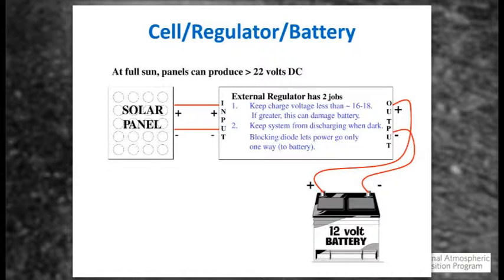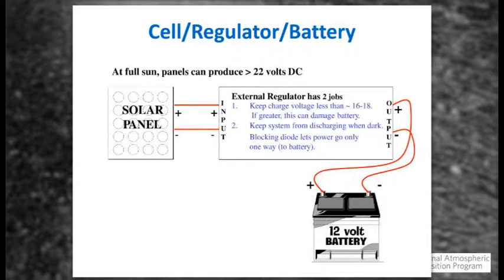So we'll talk a bit about the purpose of a regulator, because it's important as we do checks, and we can talk about some of the issues that come up. At full sun, we don't have that here in our office studio, but the panels can produce over 20 volts DC, and that would just essentially fry your battery. It's far more than your battery can handle, because it's above the charge voltage that your battery requires.